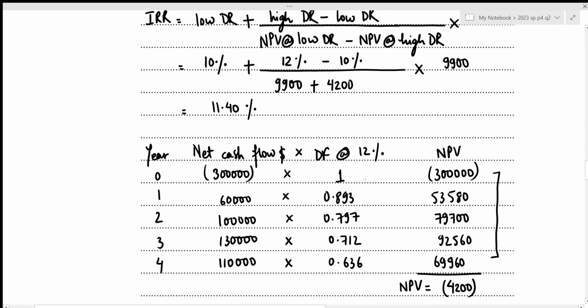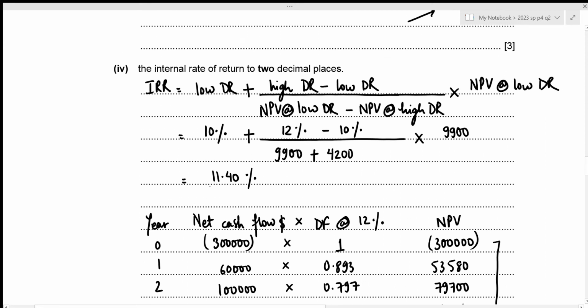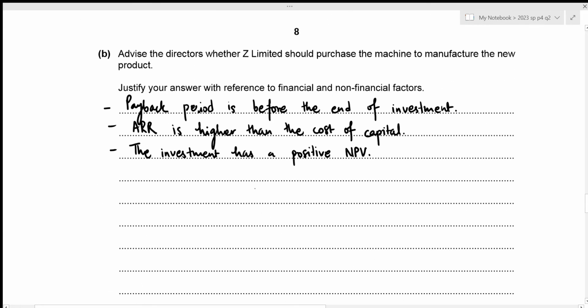And lastly, we figured out our internal rate of return, which is 11.40%, which is again higher than our cost of capital of 10%. And that is also a good thing. So let's write it down. Internal rate of return is higher than the cost of capital.